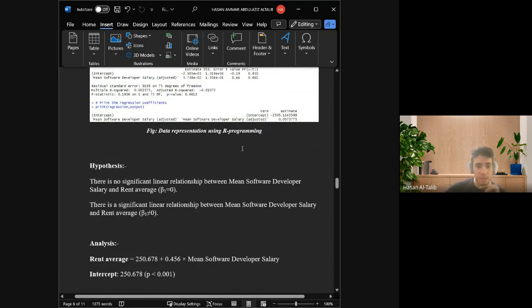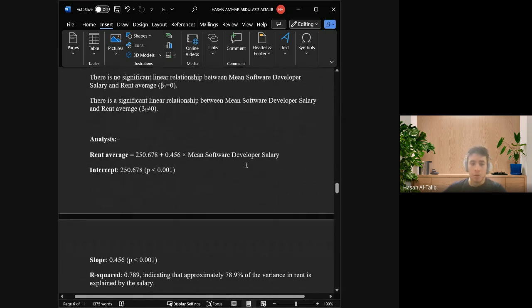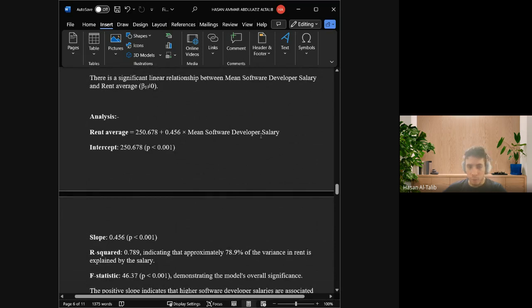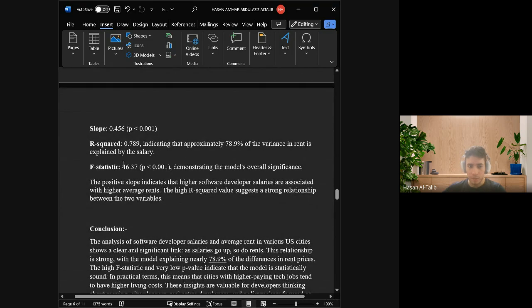And for the hypothesis, we have two hypotheses. The first one is that there is no significant linear relationship between the mean software developer salary and the rent average, which is when beta 1 is equal to 0. And there is a significant linear relationship between the software developer salary and the rent average when beta 1 is not equal to 0. For our analysis, we use these formulas as shown here: rent average, intercept, the slope, and r squared, F statistic.